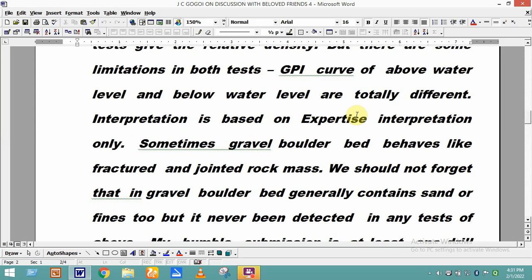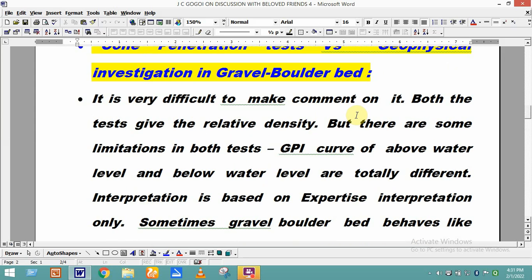And cone penetration does not give you any correct information regarding the gravel boulder bed. For a 100 mm boulder, unless and until the boulder breaks down, it will give strength. So it serves no purpose at all.